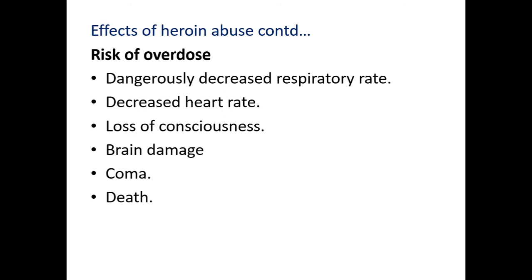Then the effects of heroin abuse: the risk of overdose. We will see what can happen with an overdose. Dangerously decreased respiratory rate. Sometimes people are taking medications for cough suppression that contain codeine and some other substances, which are in the same group as heroin. If they take too much, not only the cough but also the respiration will be suppressed. If respiration is suppressed, they will not get enough oxygen and can die. Decreased heart rate can also be seen. Then loss of consciousness, brain damage, coma, and death can occur.